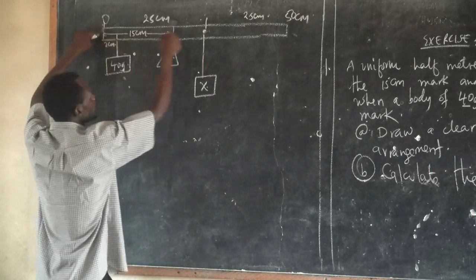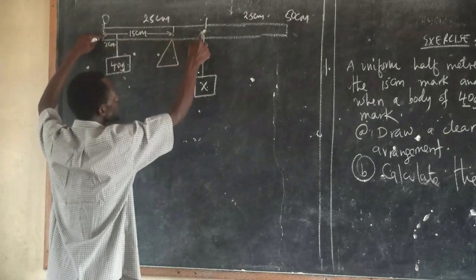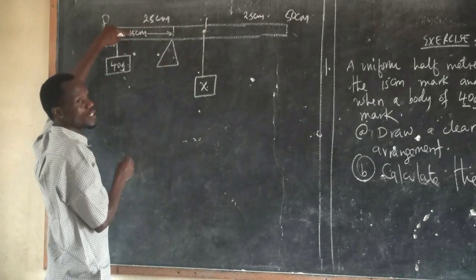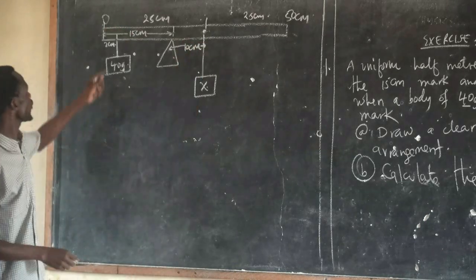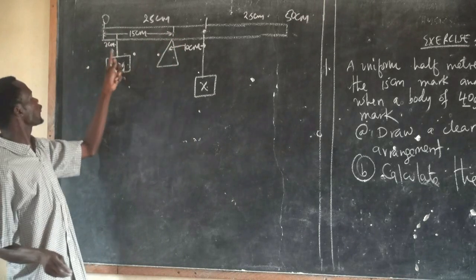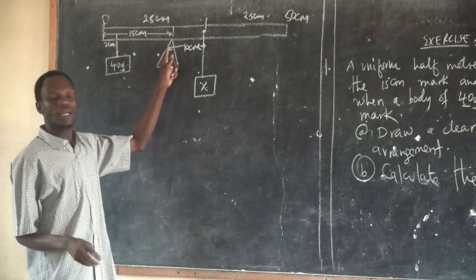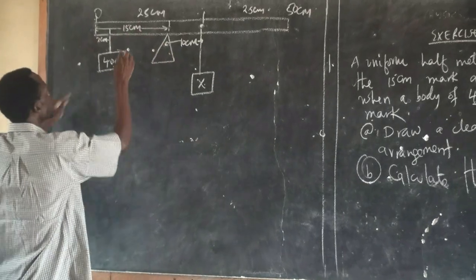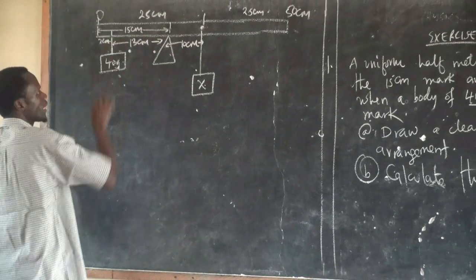Now, up to here is 25 and up to the pivot is 15. So from here up to here is 25 minus 15, which is equal to 10 centimeters. Also from here up to the pivot is 15 and from here up to the end is 2, so 15 minus 2 is equal to 13 centimeters. Now, this is a clear diagram.